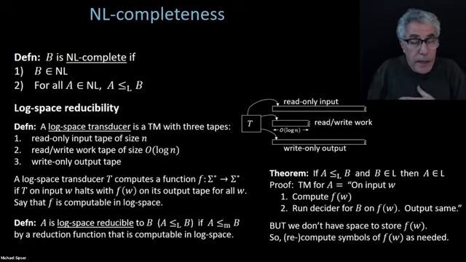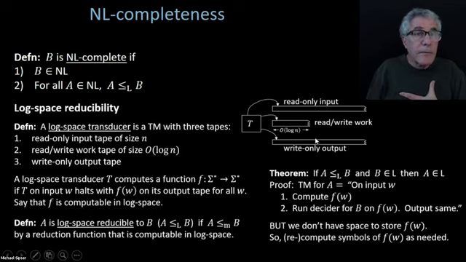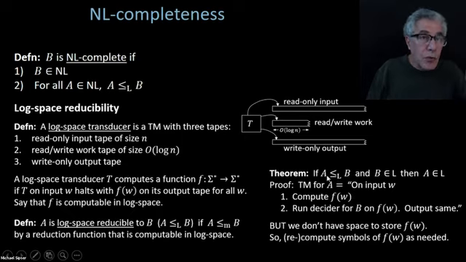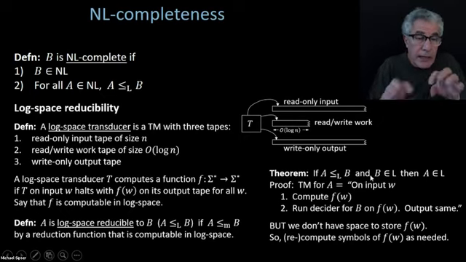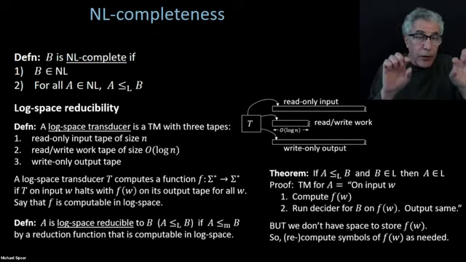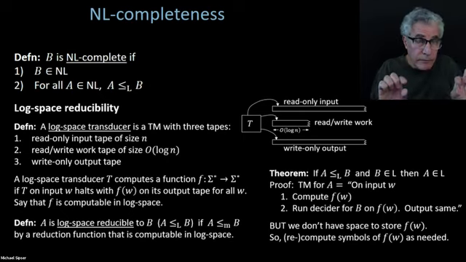Does f of w lie on the input tape of B? Well, yes. Good question. What are we doing? We're trying to find a decider for A here, using the decider for B and the mapping from A to B, the reduction from A to B. So the decider for B expects to find its input on an input tape. That input is going to be f of w.